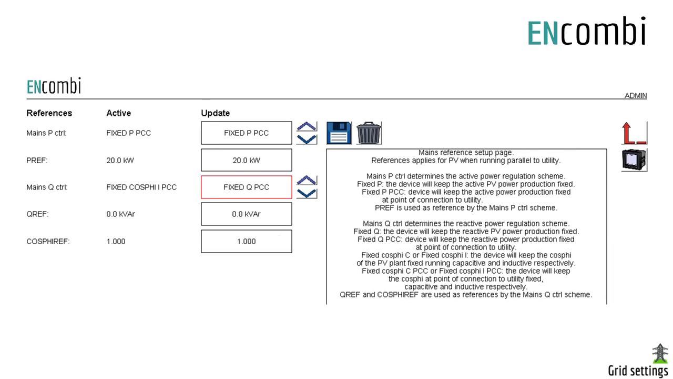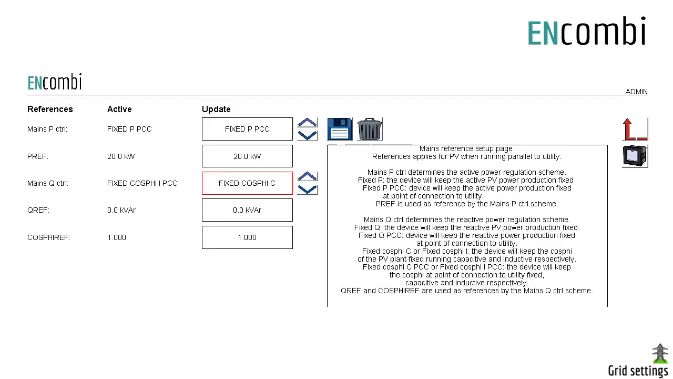If you choose the fixed Q point of common coupling, the controller will maintain the reference Q value at the main grid connection, even if the Q consumption goes up in the utility, by producing more reactive power in the PV plant. The fixed COSV setting maintains the set COSV value in the main connection regardless of fluctuation of reactive power in the utility. Fixed COSV C or fixed COSV I setting will keep the COSV of the PV plant fixed, both capacitive and inductive respectively.